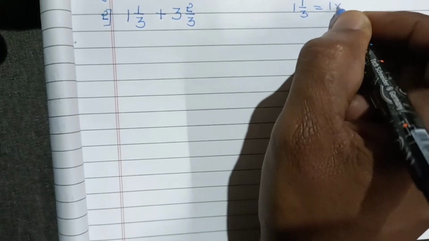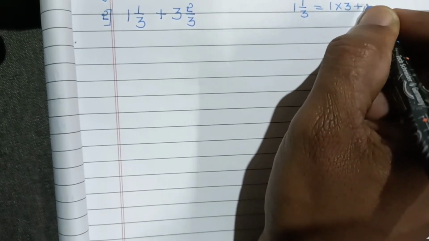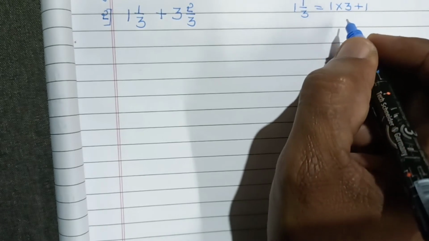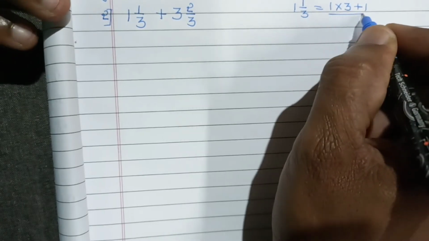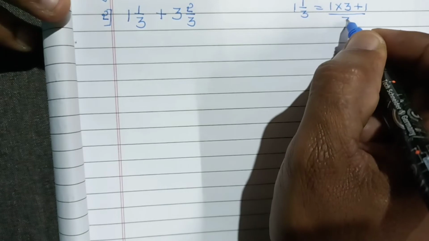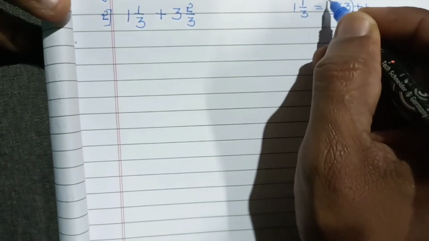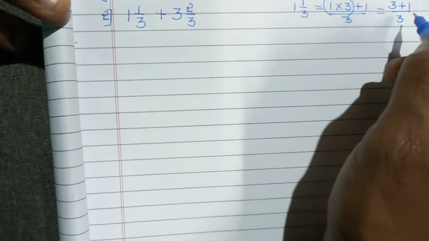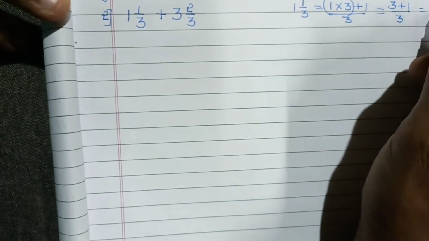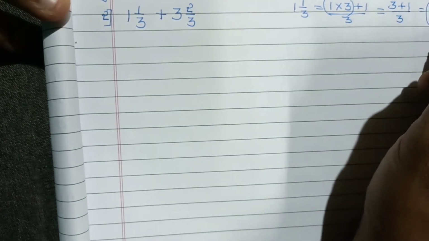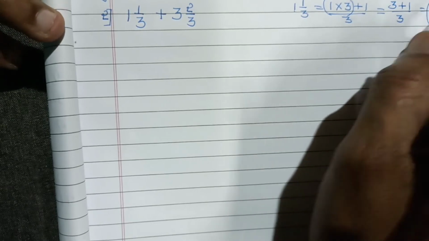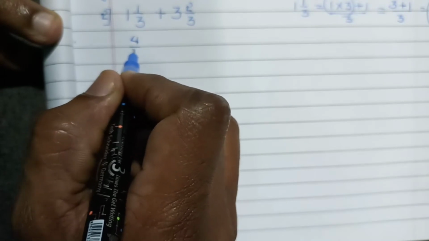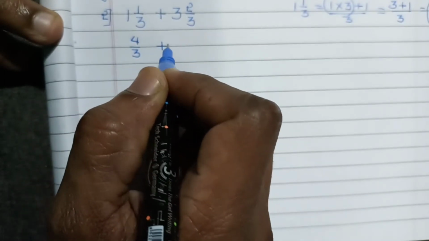So 1 multiplied by 3 plus 1 divided by 3. So 1 into 3 is how much? 3 plus 1 divided by 3. So answer is 4 upon 3. So we got the improper fraction now. So this improper fraction you have to write here. 4 divided by 3. Then plus operation you have to write.